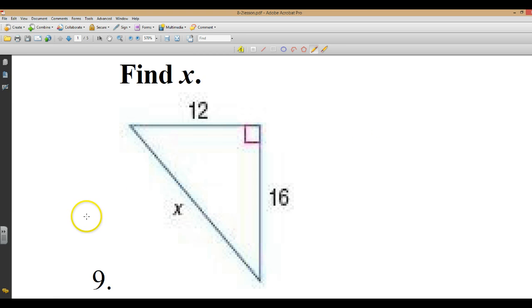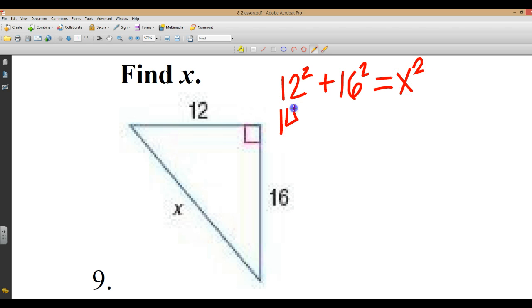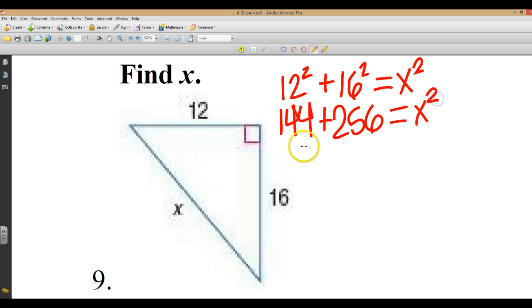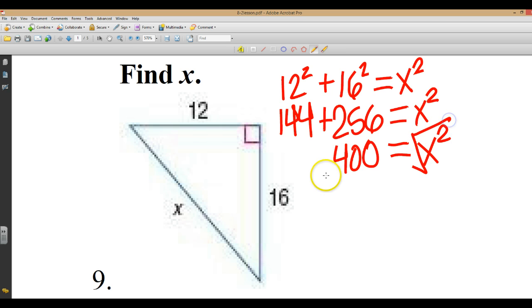On number 9, we apply the Pythagorean theorem. We are looking for the hypotenuse, which is c. So we have a squared plus b squared is equal to c squared. So we get 144 plus 256 is equal to x squared. And they have a sum of 400. Then we would take the square root of both sides, and x is equal to 20.